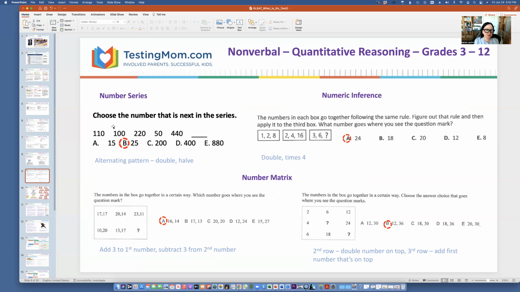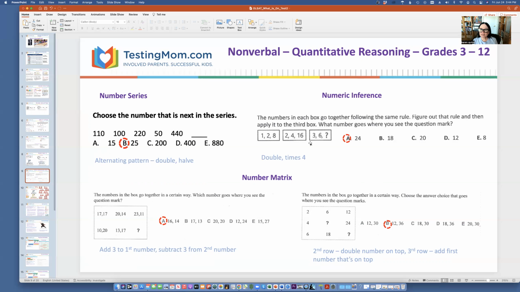So number series, usually it can often be just like a pattern that goes from number to number to number. There's a lot of different formats that these patterns take. In this one in particular, it's what we call an alternating pattern. So the pattern is every other number, and you have to recognize that when you look at it. So here I look at it and it's 110, 220, we've doubled, and now we've doubled again to get to 440. But in the middle, we have 100 and then there's 50, so we cut it in half. So if we cut this in half, 25 is the answer.